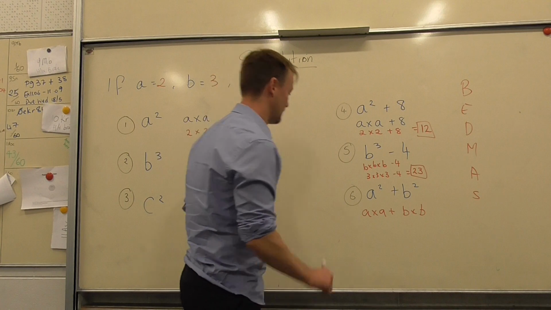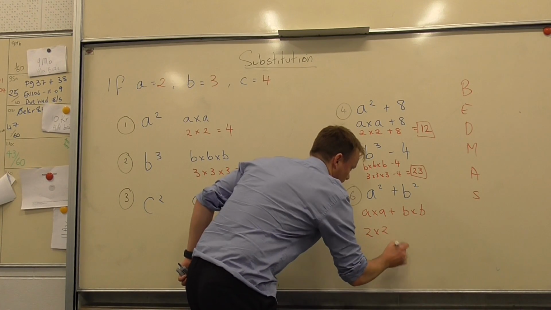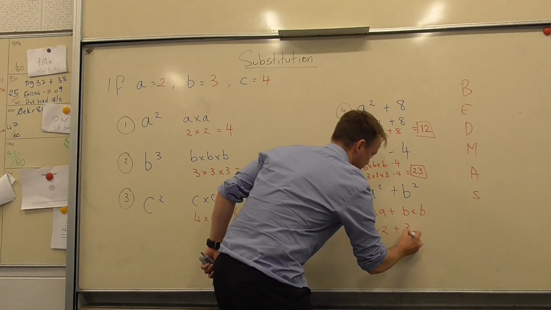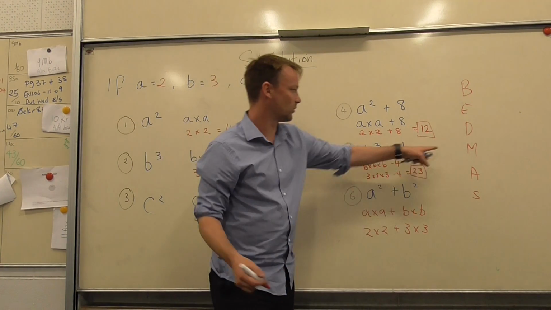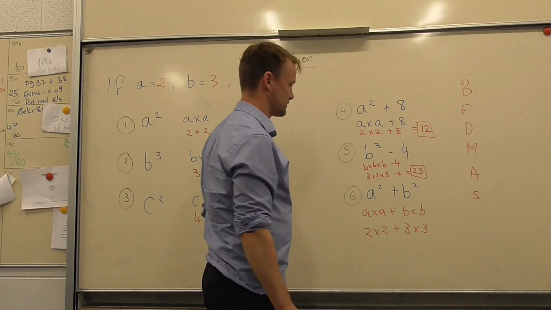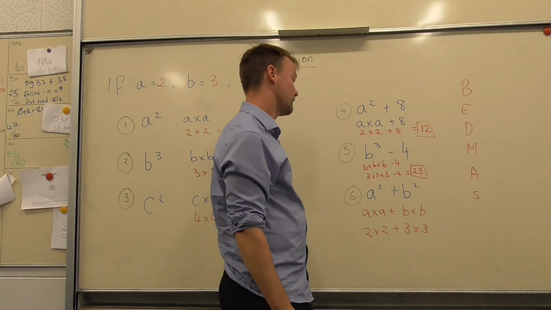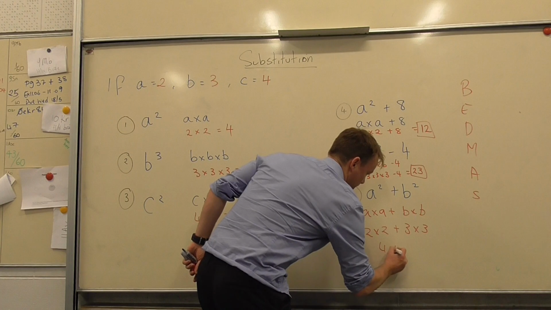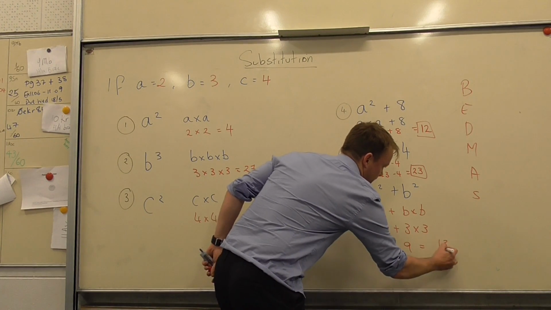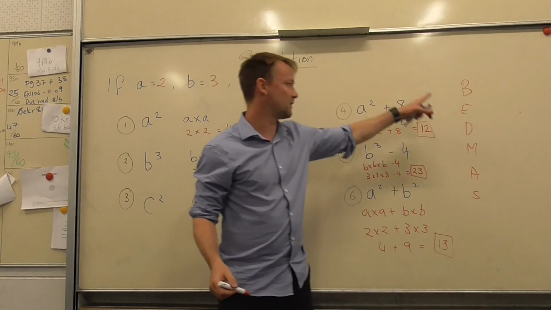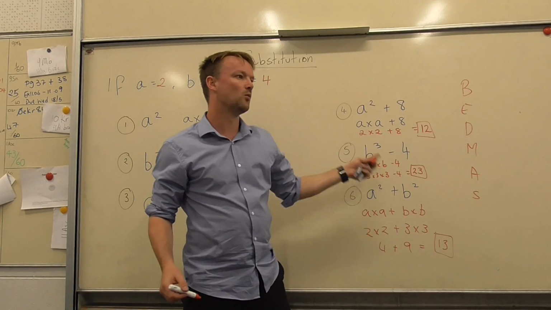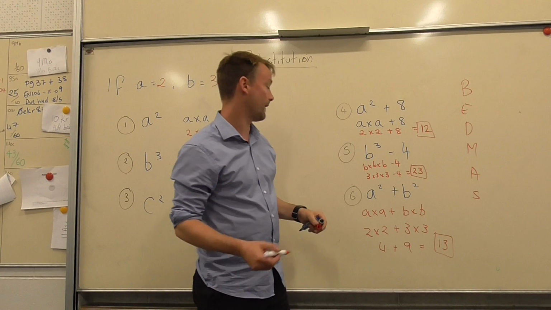Then when I substitute in, where I go 2 times 2 plus 3 times 3, what I must do first is the multiplication. So 2 times 2 is 4, and 3 times 3 is 9. So this becomes 4 plus 9, and that equals 13. Okay? So we're using BEDMAS when we have more than one operation involved.